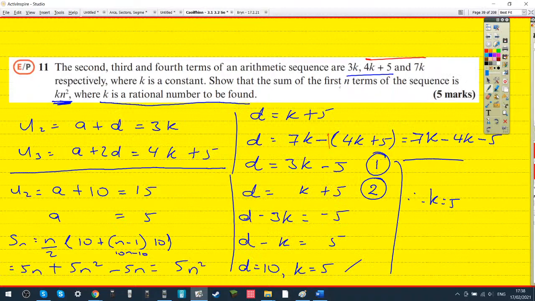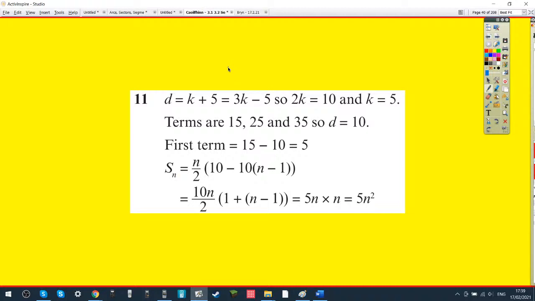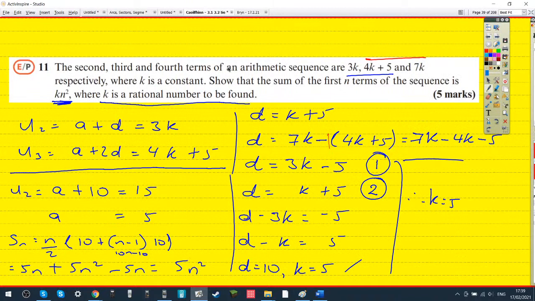This uses a very common trick. Next term minus previous term. Do that twice and then make them equal, and then solve, basically. And then just go from there.